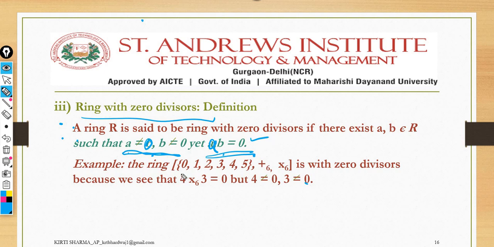How? For example, we are taking here a set with additive modulo 6 and multiplicative modulo 6. If I take two non-zero elements like 4 and 3, both are non-zero, and I apply multiplication modulo 6, then 4 times 3 is 12. If we divide by 6, what will be the remainder? It will be 0. That means if you apply an operation on two non-zero elements and get the resultant value 0, that is a ring with zero divisor.